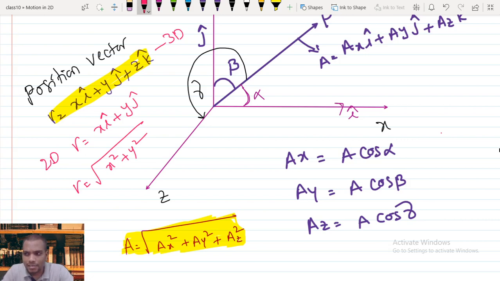In the next class, we will try to add two or more vectors in three dimensions. How can these vectors be added? Just like numbers, we can add vectors also.